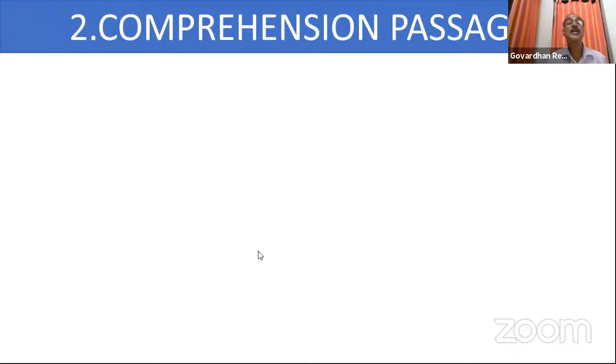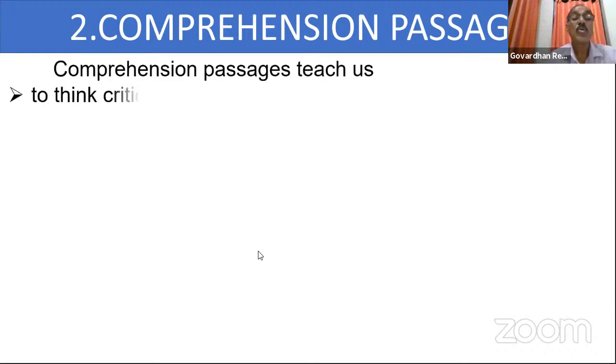Likewise, we'll go to the second part of this lesson today. The second part is comprehension passages, which are there at the end of your textbook in module 6. We'll be having 10 passages. Apart from that, you'll be having some more passages in between, which are to be answered. Now, we'll see what comprehension passages are.